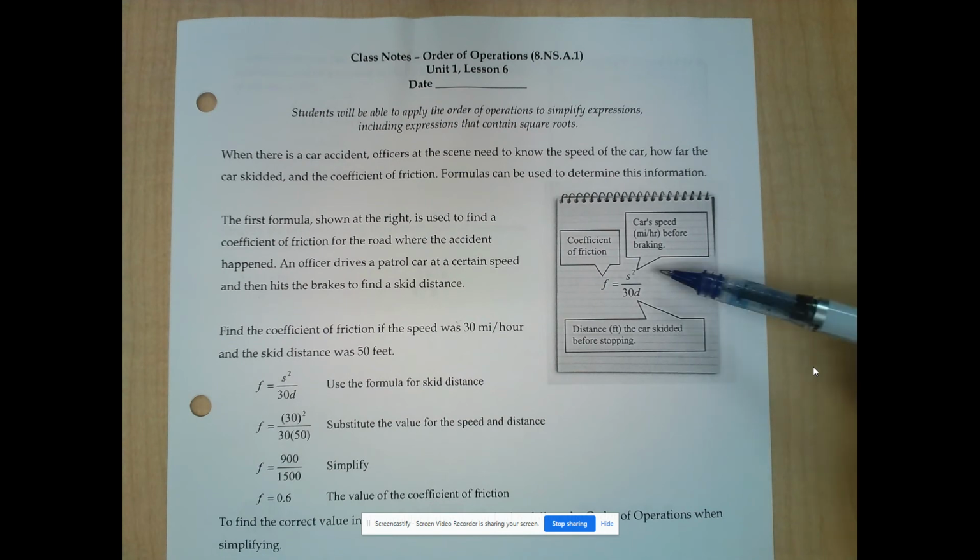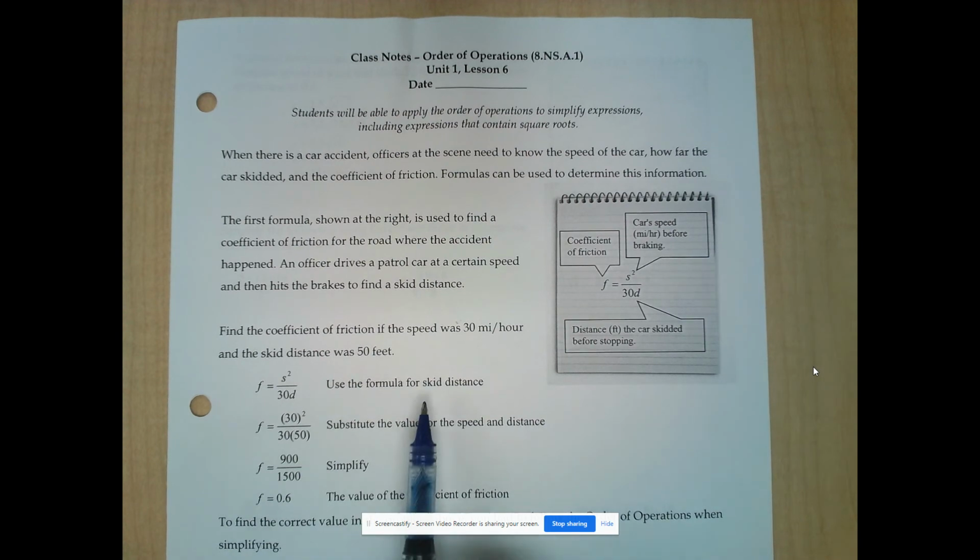So what they do is they use this formula and they substitute in two pieces of information in order to find the third. They can create an accident to find the coefficient of friction because they have a skid distance and they have a speed. So the top number there, S, the car's speed was 30 miles an hour. Down here, the distance was 50, how far the car skidded. And then they're going to have to follow order of operations.